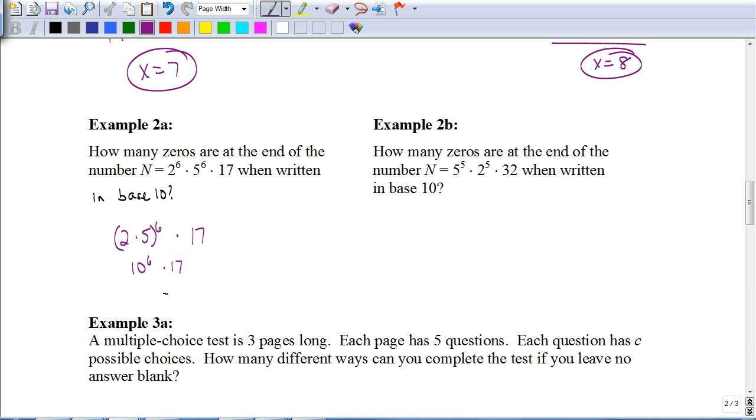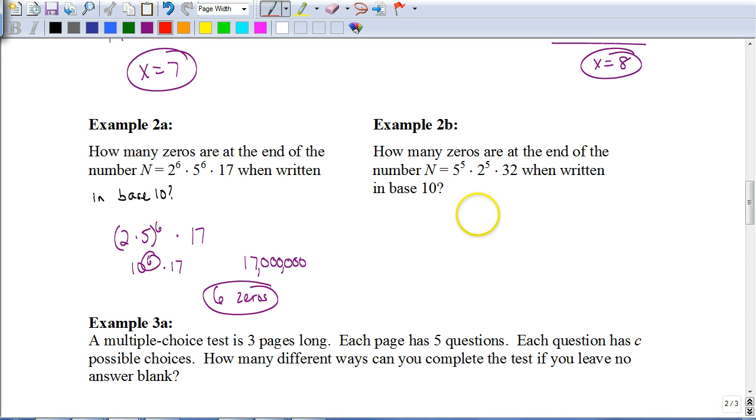Well, 10 to the 6 times 17 means that we would end up having 17 followed by 6 zeros. So this 10 to the 6th power tells me that there's going to be 6 zeros. Let's look at the next one.